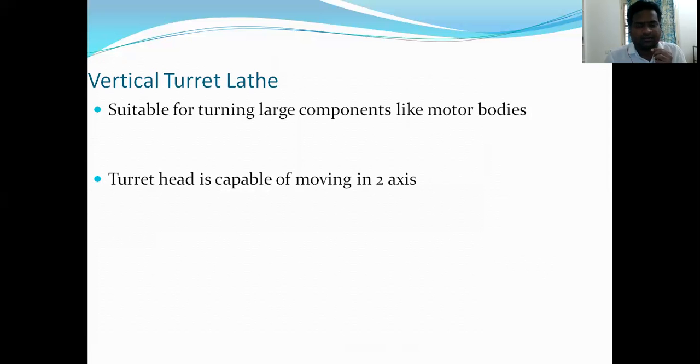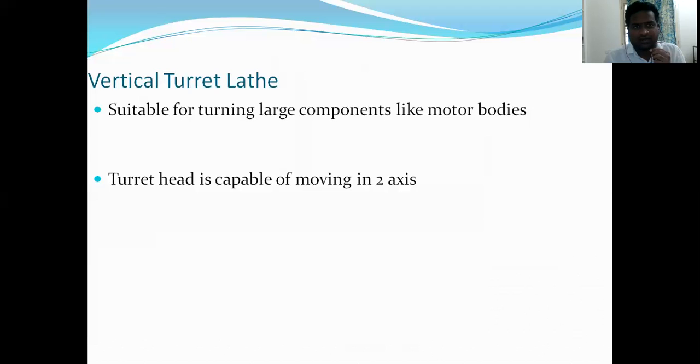And turret head. The turret head is capable of moving in two axes. In this vertical turret lathe, it has a turret head and it is capable of moving in two axes. That is, the cutting tool is in X direction. The workpiece is in Z direction, right? In this, the turret head can move in two axes. That means the workpiece is in Z direction, and the turret head is moving in X and Y direction. It can be moved in two directions, right?